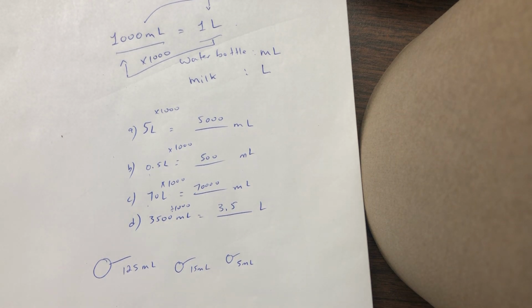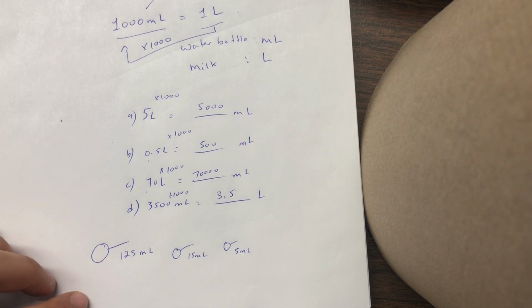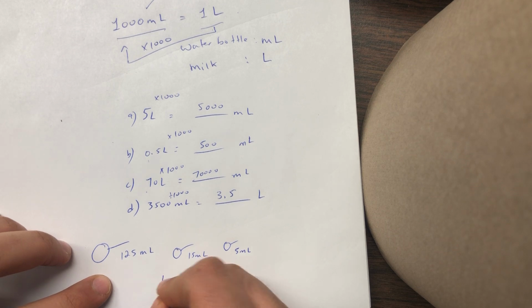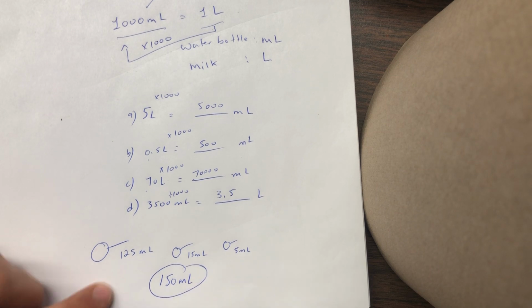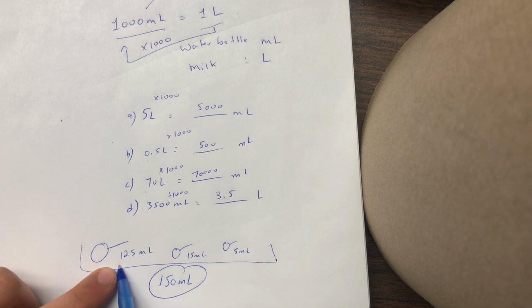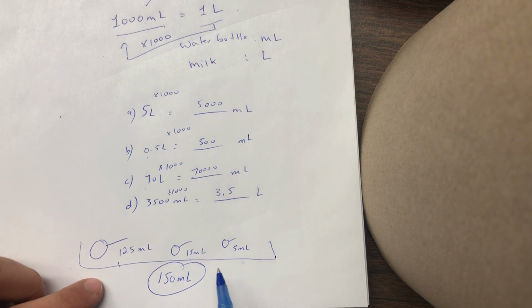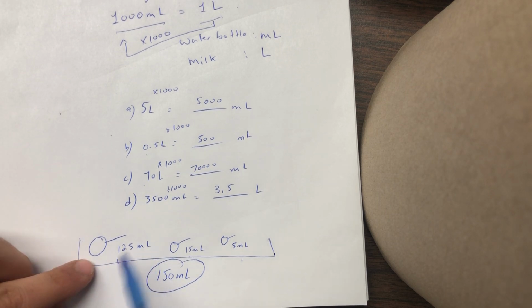So if I say, I would like you to fill me up a cup of water that has 150 milliliters of water. And the only thing that I'm giving you is these 3 options right here. I'm giving you this cup, which is 125 milliliters, this spoon, which is 15, and this spoon, which is 5. How many of each will you use to give me my 150? So we're going to start with the bigger one right here.